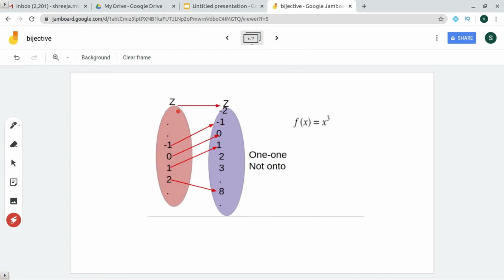Now the last one, f from Z to Z given by f(x) = x³. Minus 1 goes to minus 1, 0 goes to 0, 1 cubed is 1, 2 cubed is 8. So clearly this function is one-one. Distinct elements are mapped to distinct elements. But this function is not onto because 2 has no preimage. So this function f(x) = x³ from Z to Z is one-one but not onto.